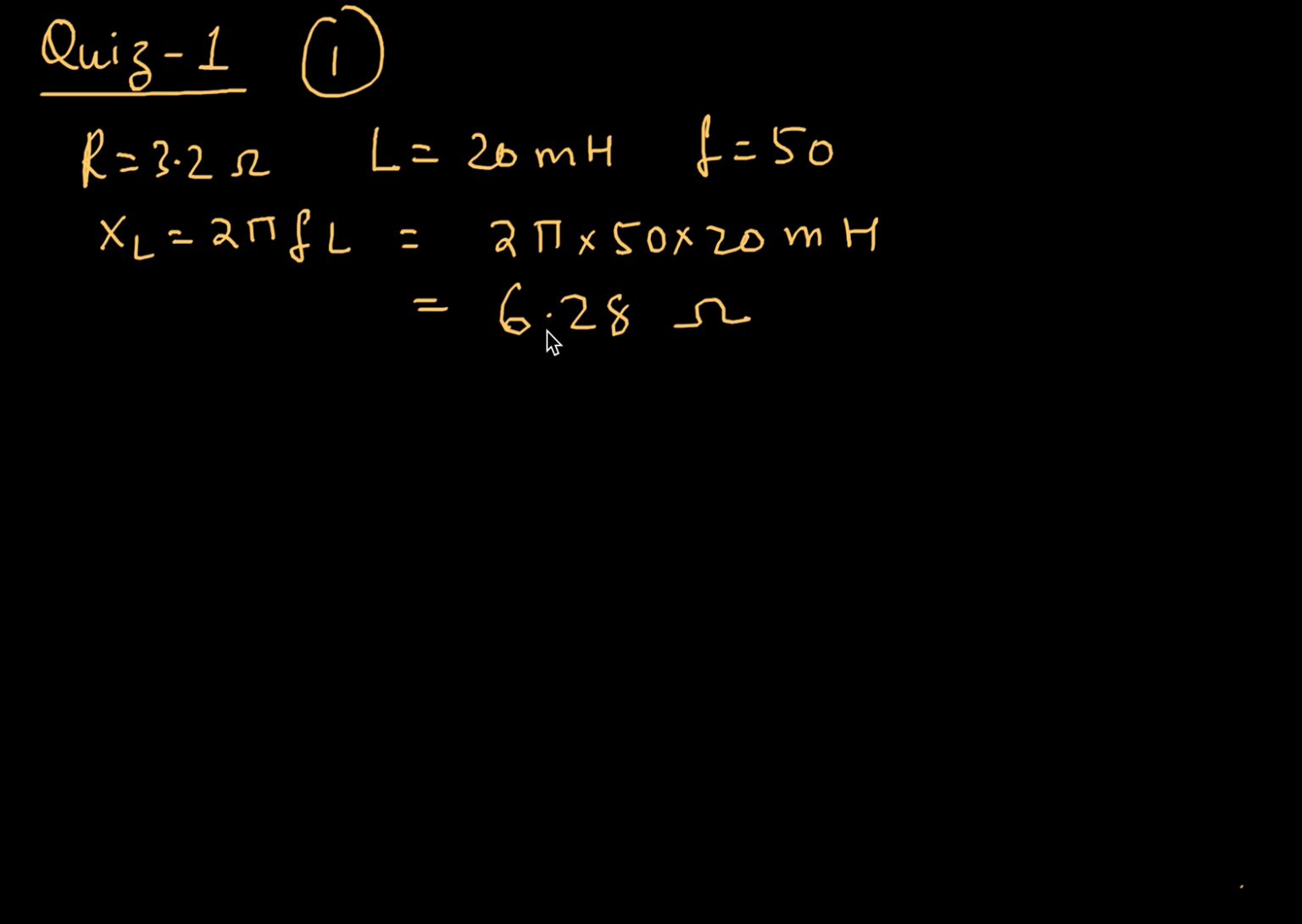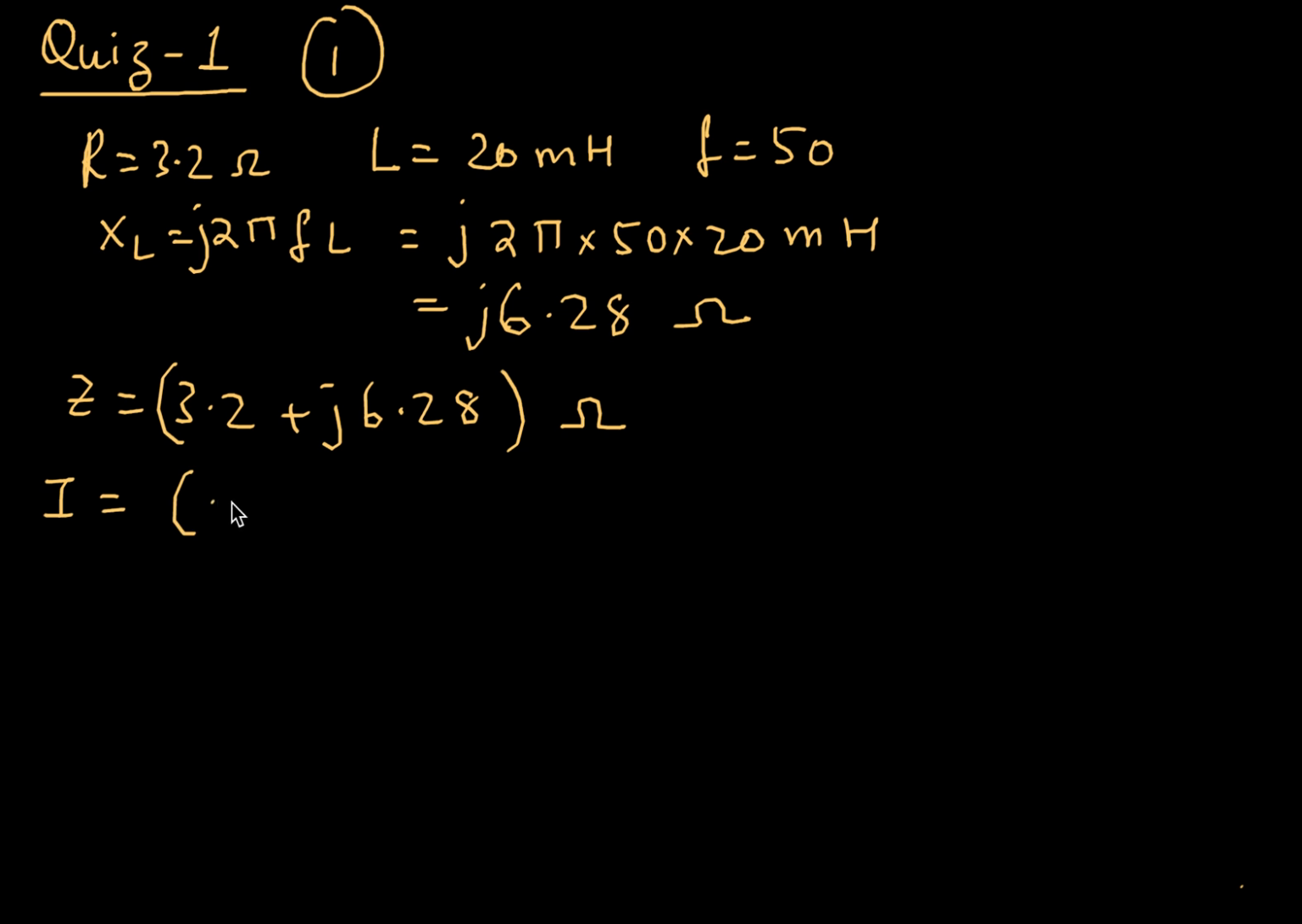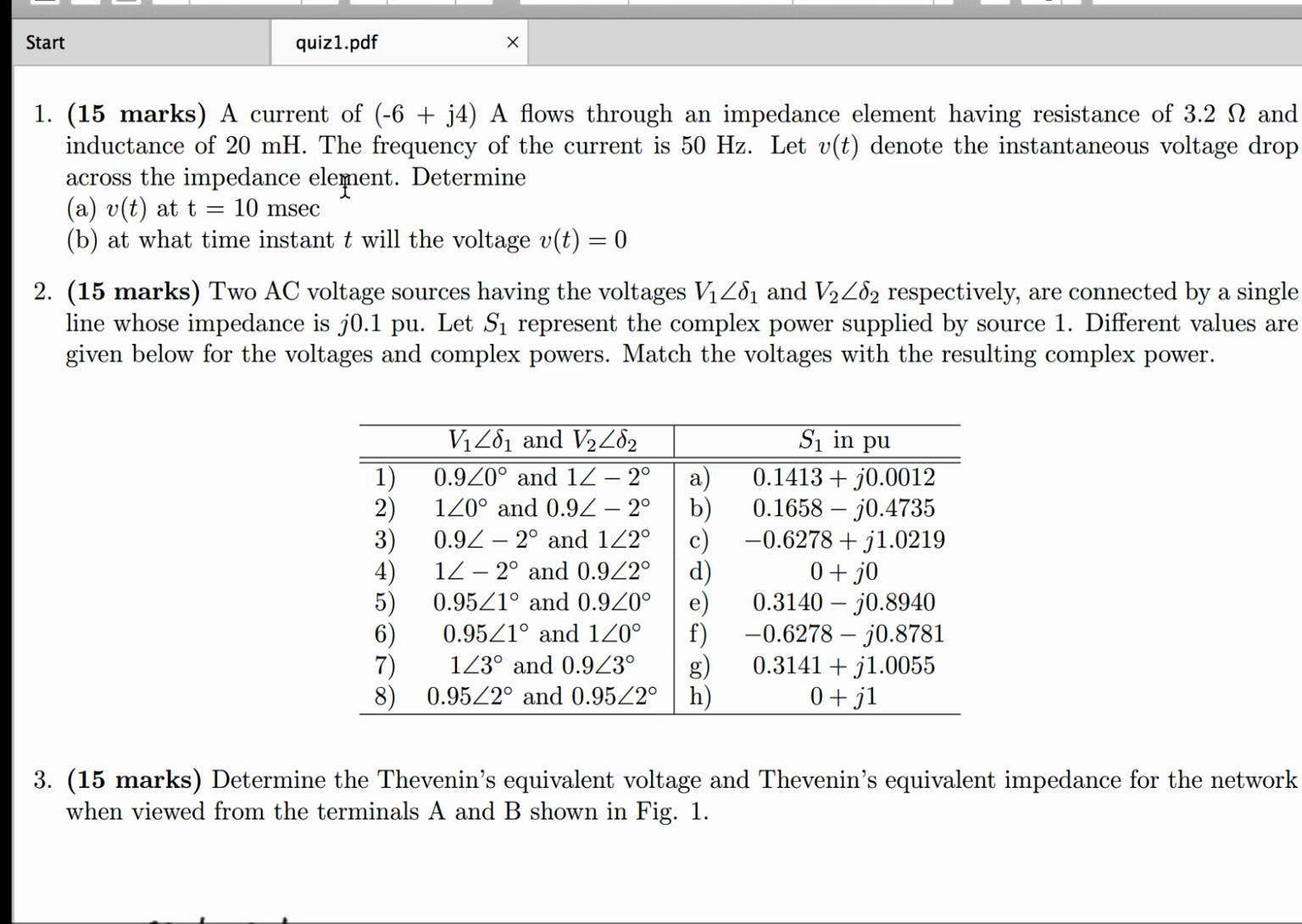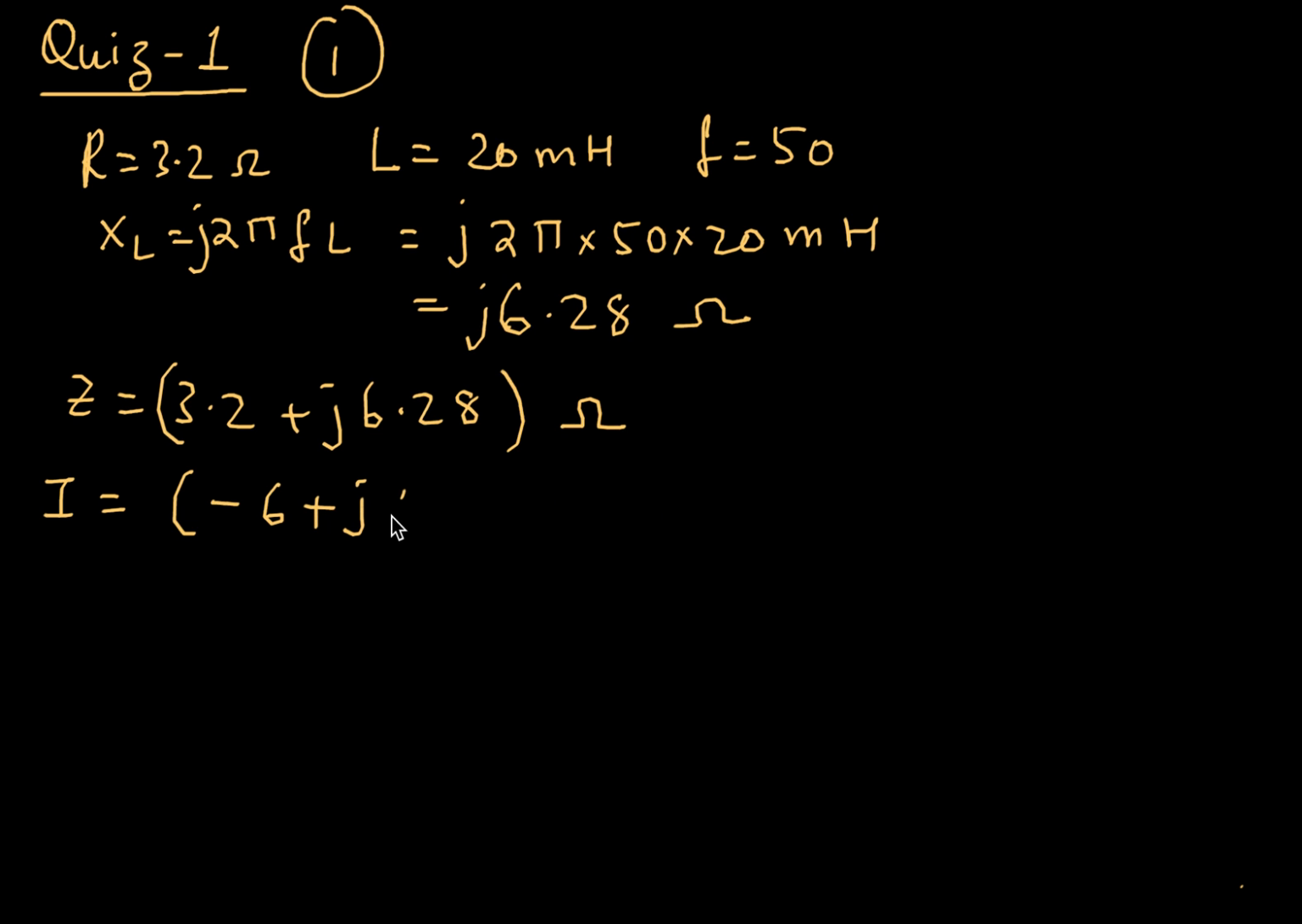6.28 ohms I take. So here I can use J because it's an impedance. So total impedance will be 3.2 plus J 6.28 ohms. And the current is given to be minus 6 plus J4 amperes. Let me refer to the question. So from this I'll get the voltage, which is nothing but current into impedance, I into Z. So I just multiply these two.